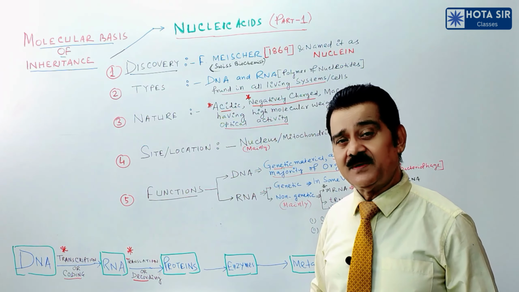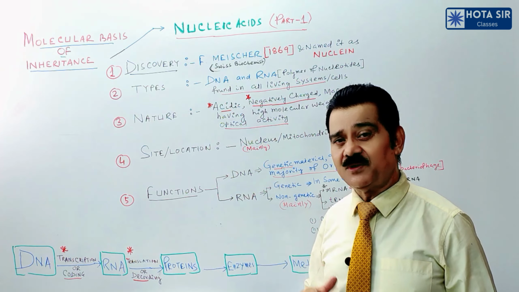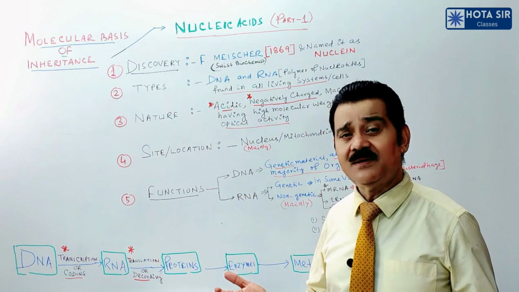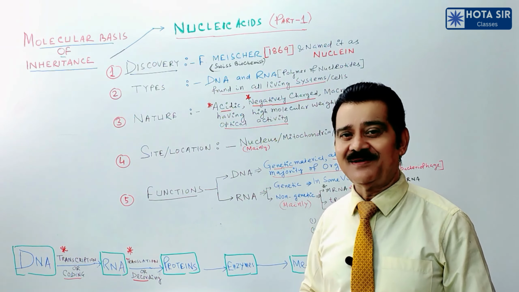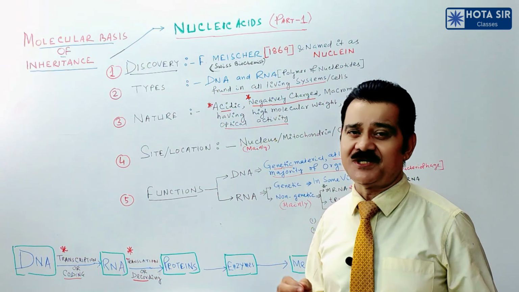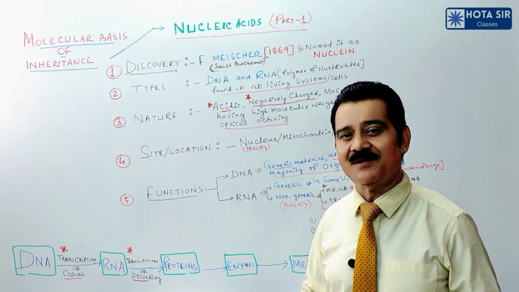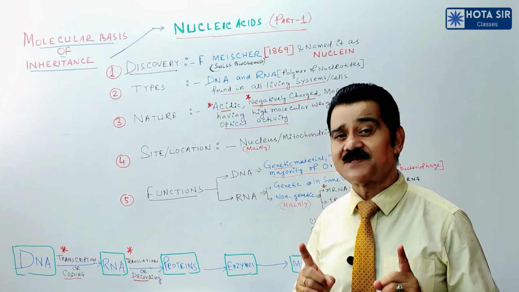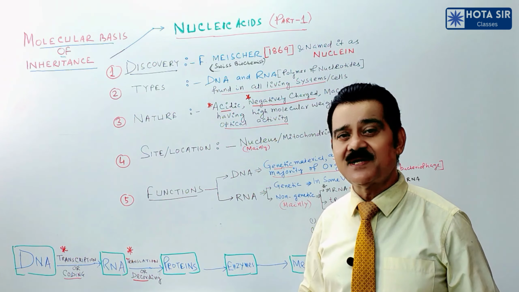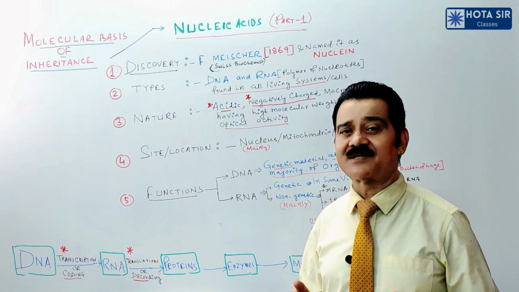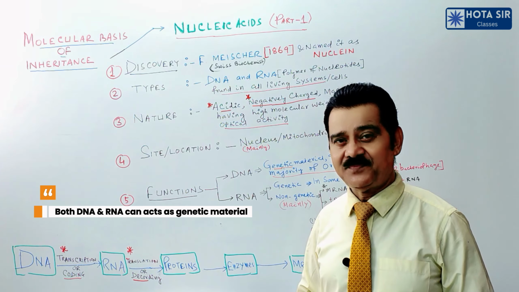Next, function. DNA and RNA, these are two types of nucleic acid. DNA is mainly the genetic material in almost all living organisms, but RNA is genetic as well as non-genetic, my dear children. But largely, RNA is non-genetic and helps in protein synthesis. But only in the absence of DNA, RNA directly acts as genetic material, as in some RNA viruses, that is riboviruses.